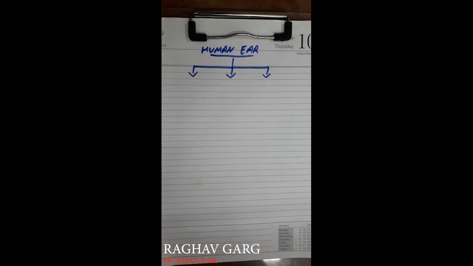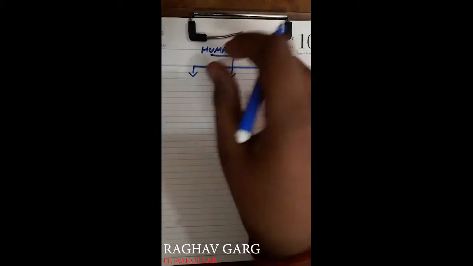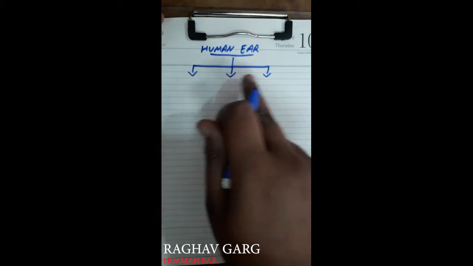Hello friends, today we are going to discuss the human ear, that is a part in Concise Biology class 10th, chapter number 11, Sense Organs.